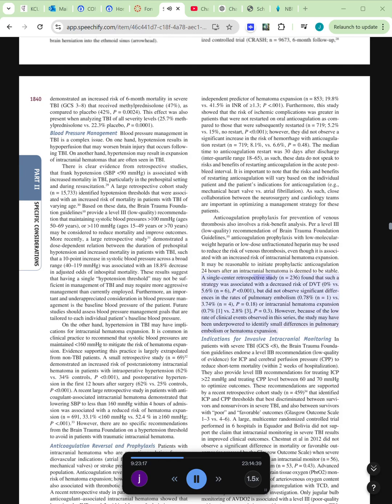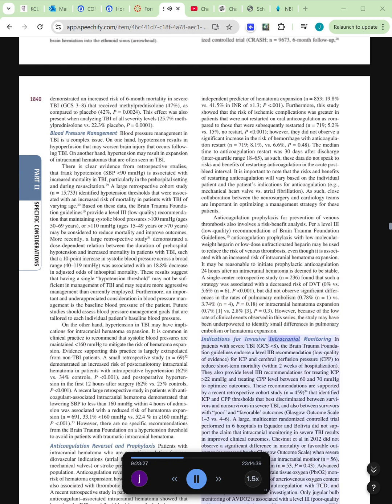A single-center retrospective study (n=236) found that such a strategy was associated with a decreased risk of DVT, 0% against 5.6% (n=6), P<0.001, but did not observe significant differences in the rates of pulmonary embolism, 0.78% (n=1) against 3.74% (n=4), P=0.18, or intracranial hematoma expansion, 0.7% against 2.8%, P=0.3. However, because of the low rate of clinical events observed in this series, the study may have been underpowered to identify small differences in pulmonary embolism or hematoma expansion.